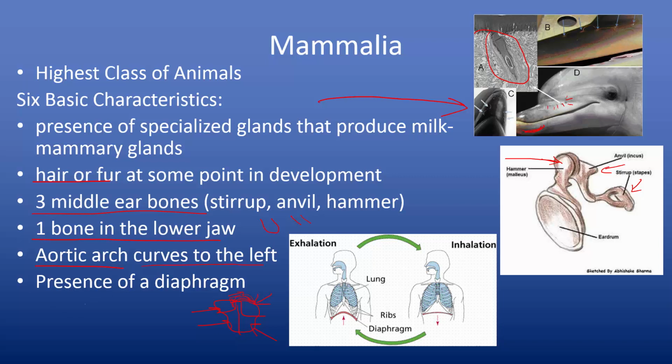And finally, all mammals have the presence of a diaphragm. And a diaphragm is a muscle underneath the rib cage that assists us in our breathing. So during inhalation, when we're bringing air in, this diaphragm stretches out. So it actually goes this direction. When we exhale, that diaphragm goes upwards into the rib cage, and it pushes that air, makes the lungs smaller. Okay? So inhalation, the muscle expands. Exhalation, the muscle contracts. And that is the diaphragm.